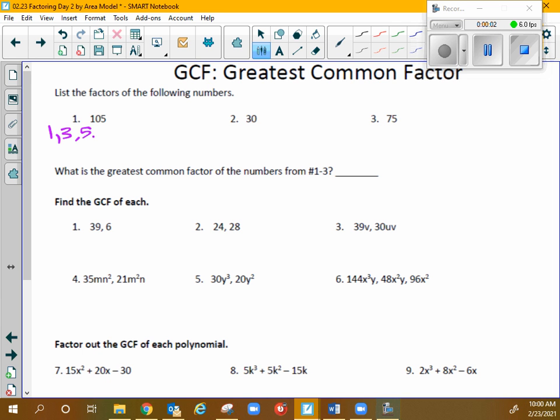21, 15, 21. Okay, number 430, 1, 2, what else? 5, 6, 3, 10, 15, 75, 1, 3, 25, 5. Nope. No. 15.